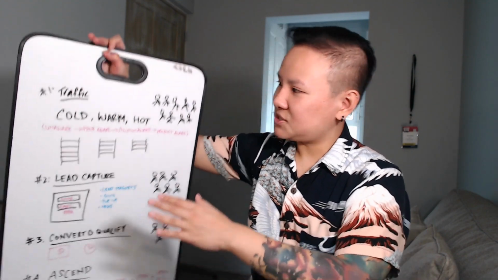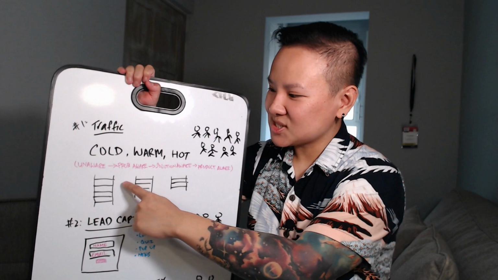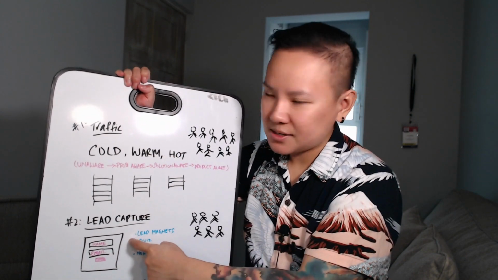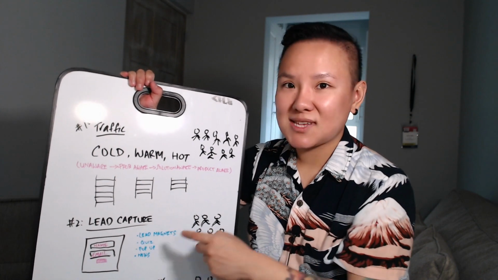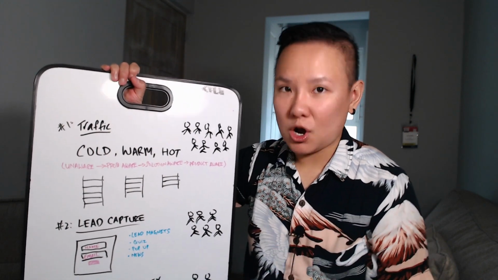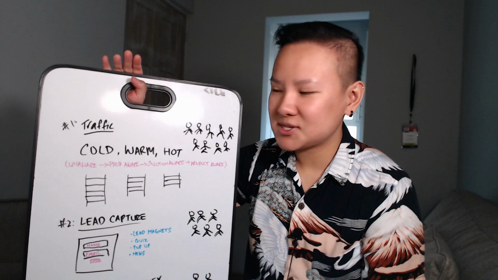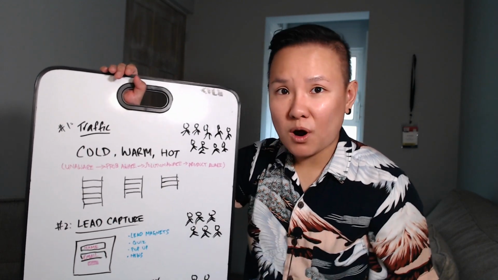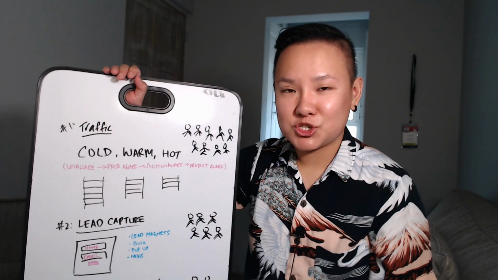Now, with the cold audience, as you can see here, it takes longer, right? It's a longer process to get them from traffic to lead. Now, this is important because it means that your sales funnel has to be longer, right? It's a longer process. The warm audience, shorter amount of time, right? They kind of already know who you are. They don't need that much nurturing.